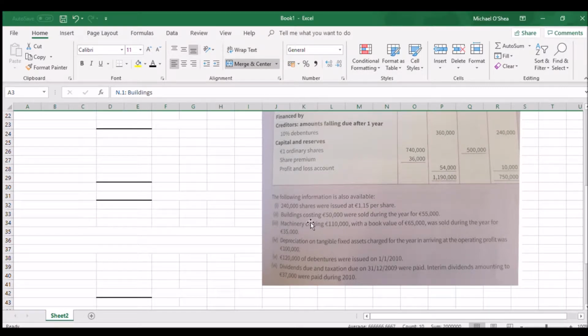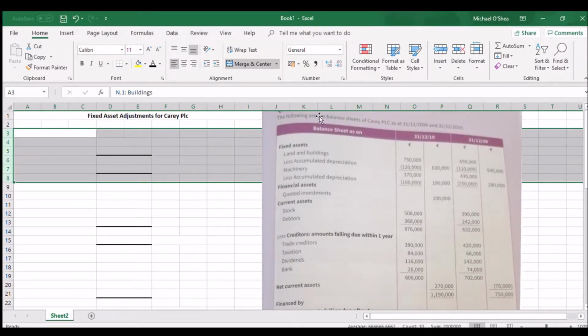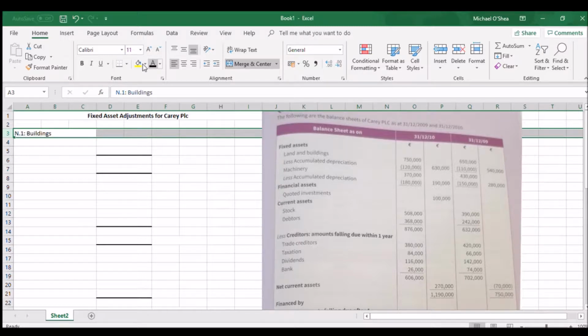The information at the bottom: buildings costing 50,000 were sold for 55,000 this year, and machinery costing 110,000 with a book value of 65,000 was sold during the year for 35,000. We'll delve into that later on. So the first thing we're going to look at is the buildings.